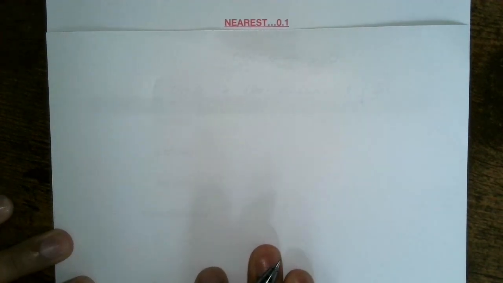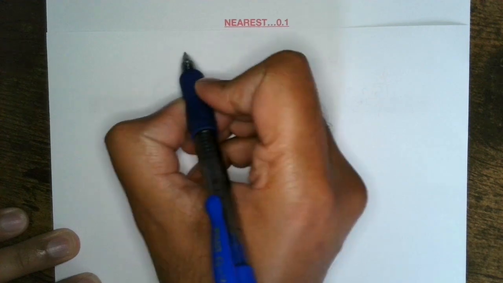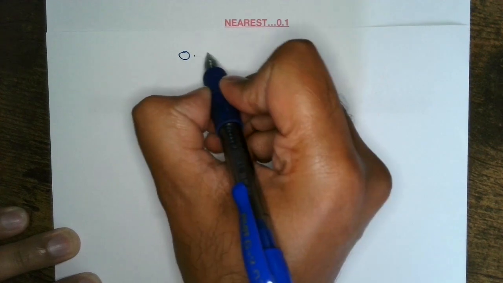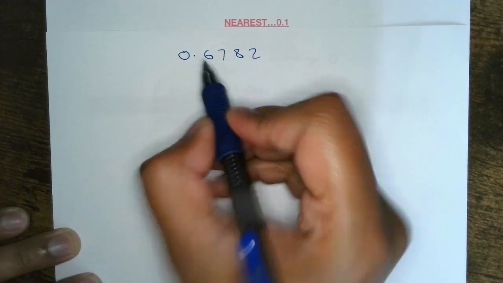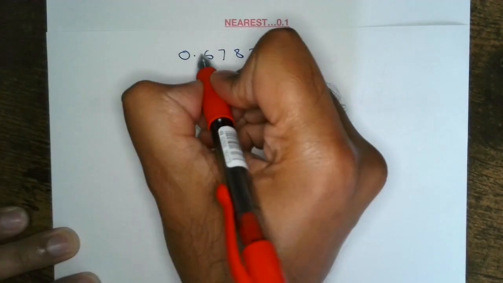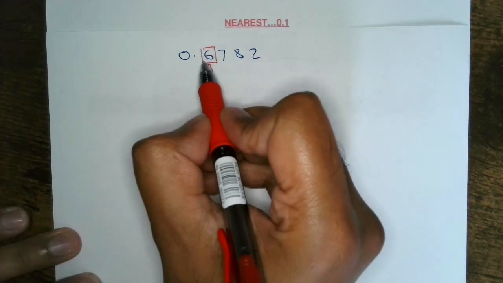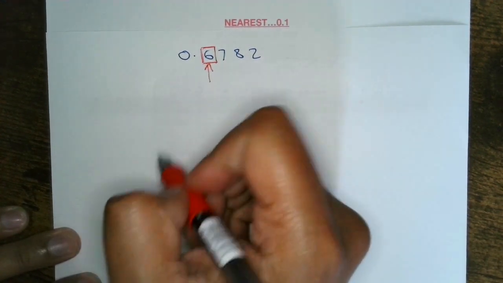Right, so let's take a look at rounding to the nearest 0.1. What I want to talk to you about here is that rounding to the nearest 0.1 is essentially about the decimal place. So if, for example, you've got a number line, let's say we've got 0.6782, where is the 0.1 place in this line? That's what you need to understand first of all. So it's here. We're talking about that position, and we want to round this to the nearest 0.1.